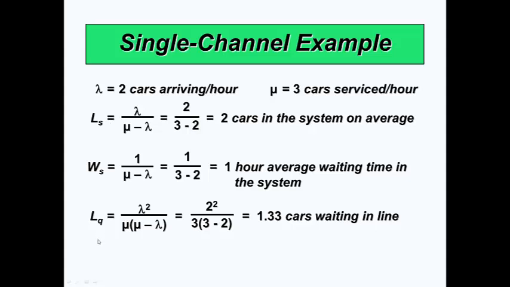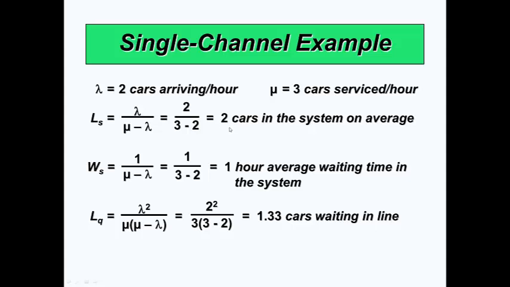The rest of this is pretty straightforward. I won't go through all this. All we are doing here is utilizing the same formulae that we looked at in the previous slides to look at all the operational characteristics. Number of cars in the system on average is given by the simple formula. So there are 2 cars in the system on average.